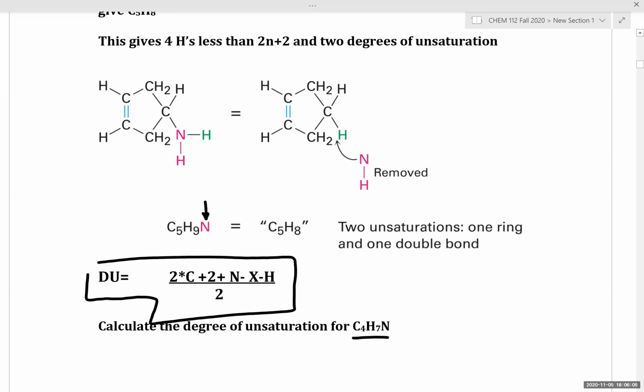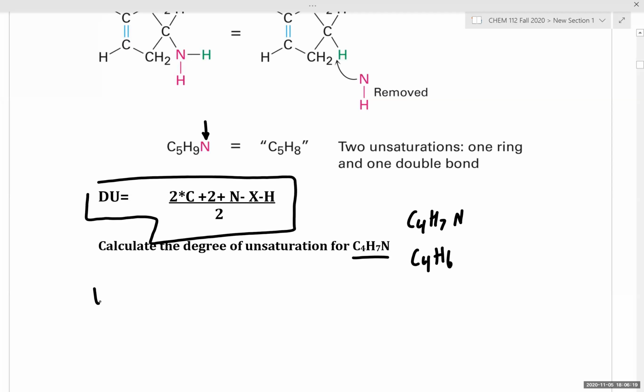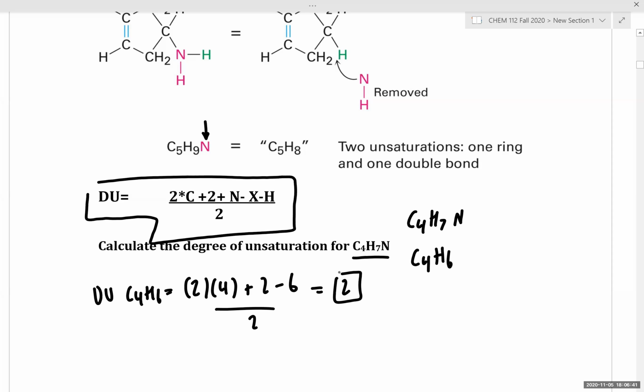So just as a reminder, when we have C4H7N, we treat this structure as if we had no nitrogens and 1 less hydrogen. So it would turn into C4H6. If we calculate the DU for C4H6, that gives us 2 times the number of carbons, which is 4, plus 2, minus the number of hydrogens, which is 6, over 2. So that gives us a degree of unsaturation of 2 for the following molecule.